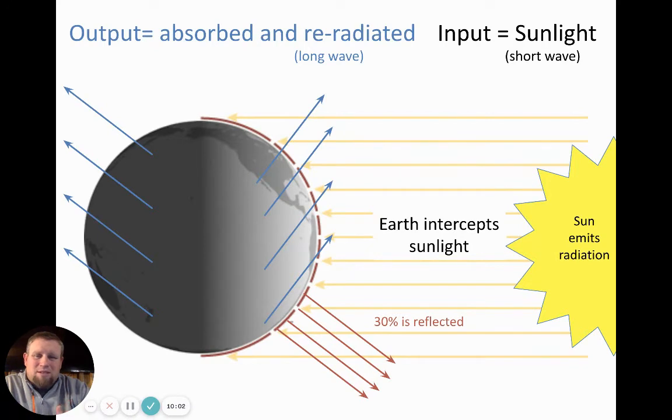The output in this instance is going to be the absorbed and re-radiated energy. So it's energy that came from the sun originally. It was absorbed by Earth, and then Earth heated up and re-radiated that energy back out towards our atmosphere and space. Okay, so that's the output energy, right? Now you also notice in parentheses here we have the long wave. That's important, right? Because long waves come from cooler objects, short waves come from hotter objects. So we've got our short wave coming from the sun, we've got our long wave coming from the Earth.